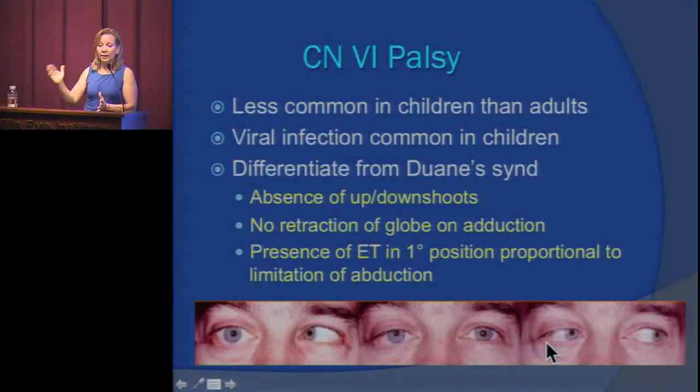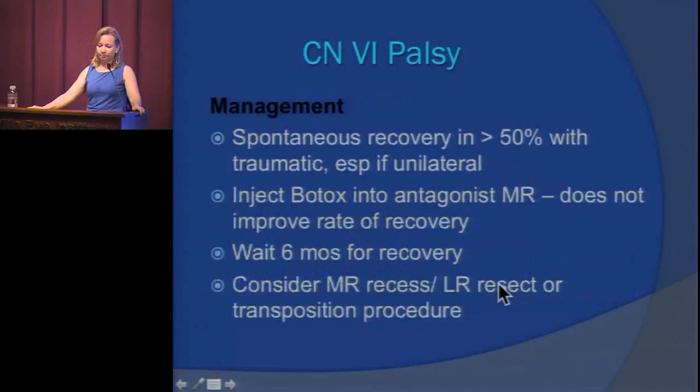Sixth nerve palsy. If they adduct that eye, if the sixth nerve paresis is significant, then you'll see a significant esotropia from that. That's in contrast to Duane's, where they may have significant lack of abduction, but only a very small esotropia. Okay? So that'll differentiate the two for you. It'll be very proportional in a sixth nerve paresis.